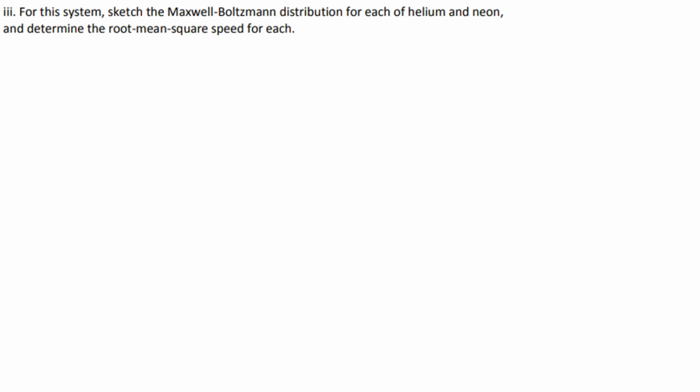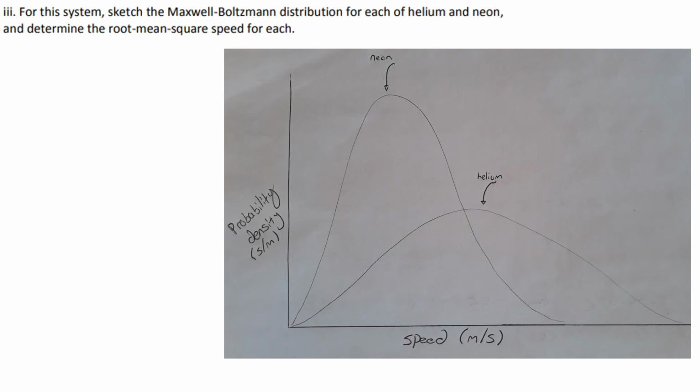Finally, for this system, sketch the Maxwell Boltzmann distribution for each of the helium and the neon, and determine the root mean squared speed for each. Well, here is my sketched graph of Maxwell Boltzmann distribution, and as you can see, the neon is slower in terms of speed, meters per second, than the helium is on average.